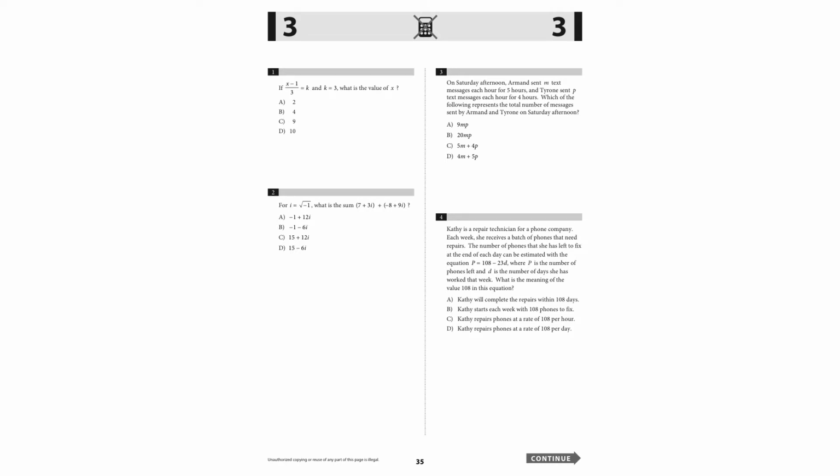Let's get started. Question number 1: if (x minus 1) over 3 is k and k is 3, so that means x minus 1 is 9, x is 10, D. Next, i is the sum of, so collect like terms, negative 1 plus 12i. So that's A.